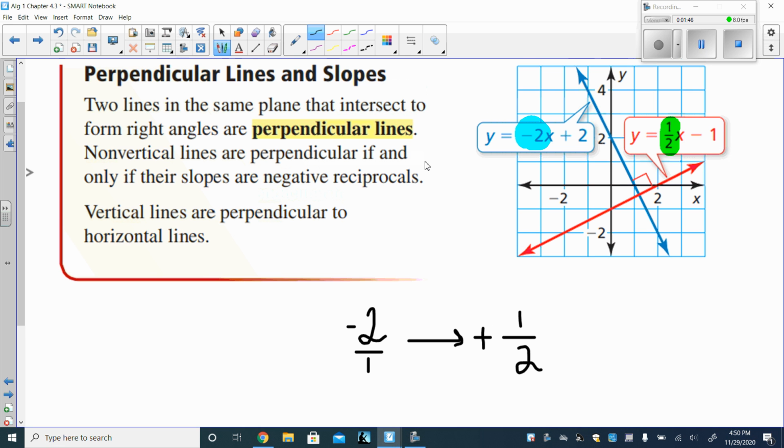So for perpendicular slopes, we change the sign and flip it. If one slope is -2, to get the opposite reciprocal, we change the sign and flip it. So it goes from negative to positive, and we flip it from 2 to 1/2. So if two lines are perpendicular, they have opposite reciprocal slopes. We change the sign and flip it.